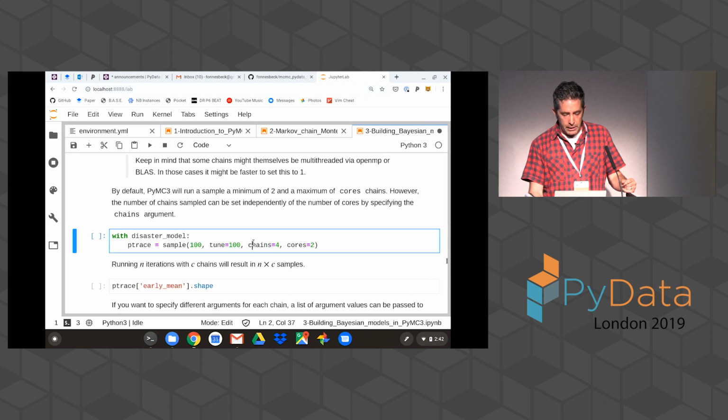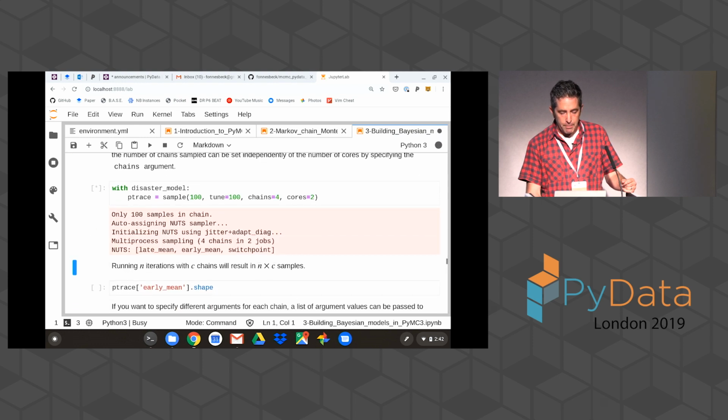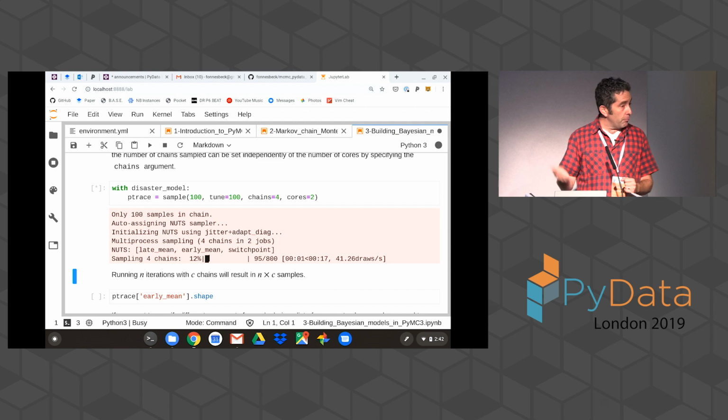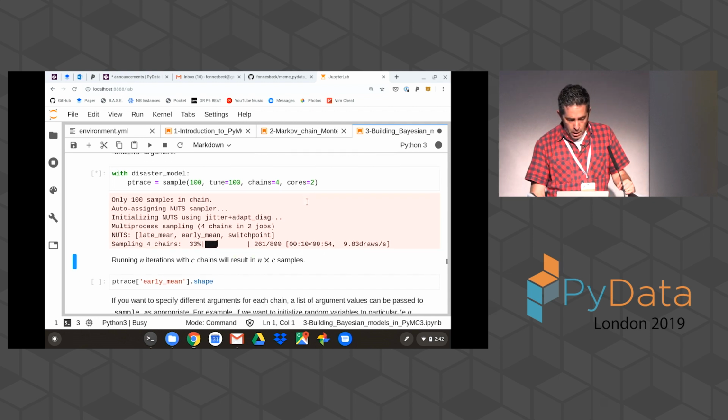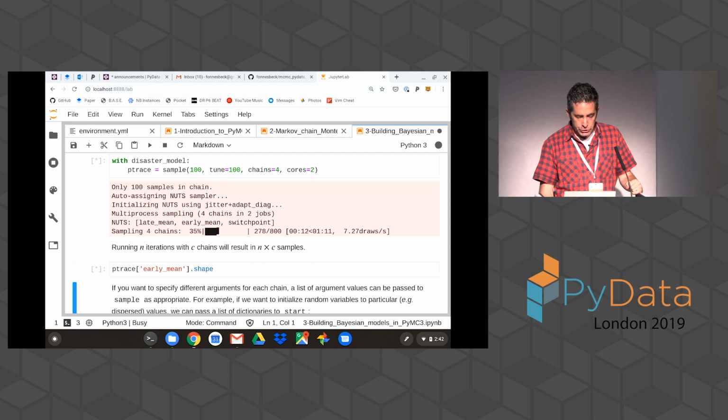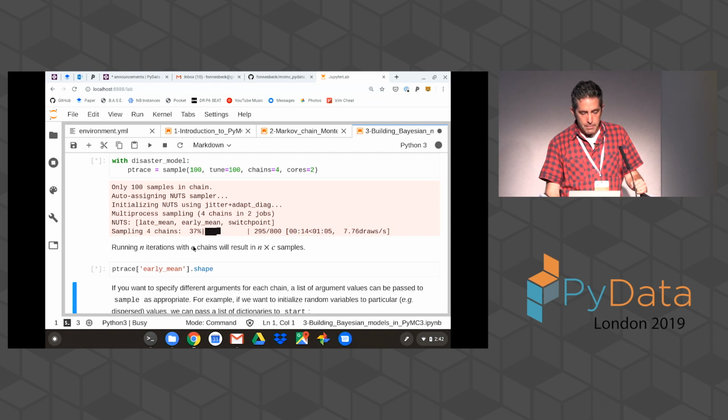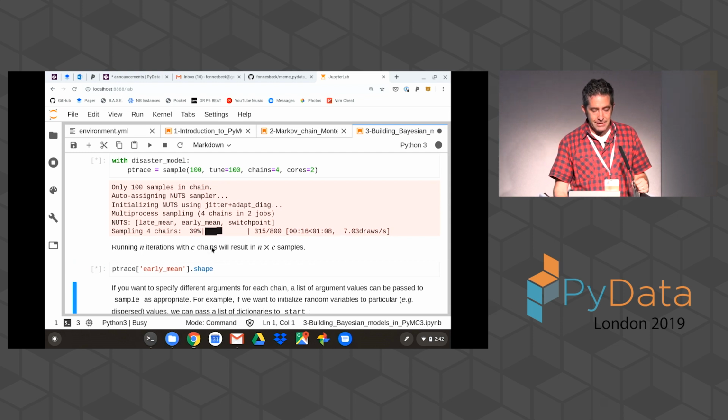I already mentioned parallel sampling. You can specify the number of chains you want and the number of cores. So this will split, chains equals 4, cores equals 2. We'll essentially run 2 chains on each core. And then it returns basically n by c samples.